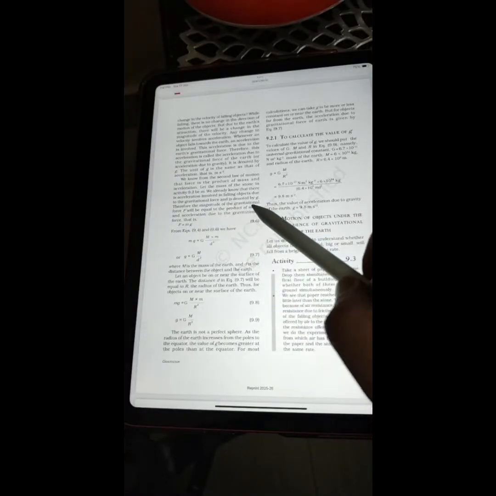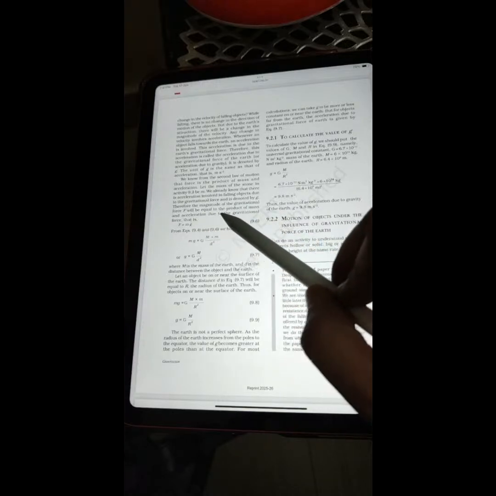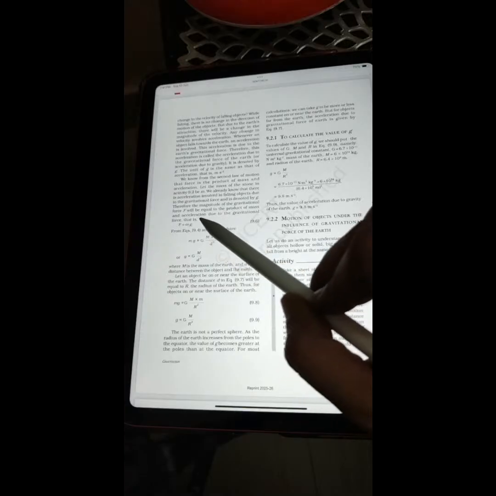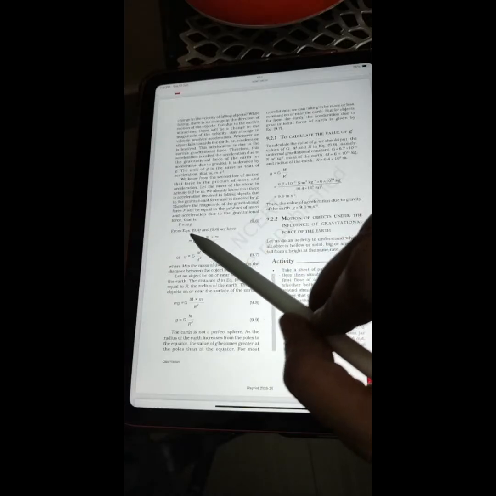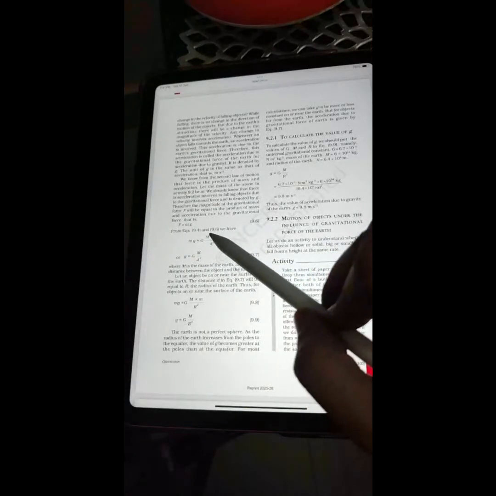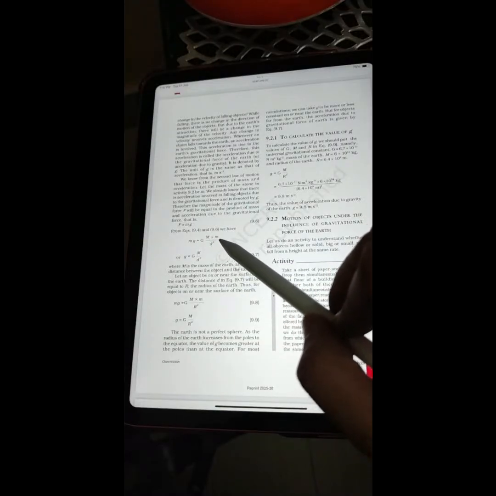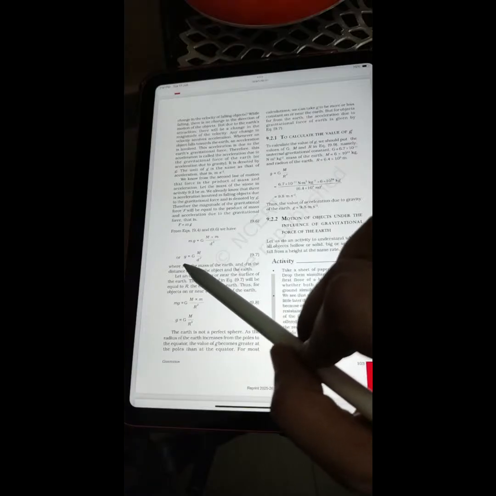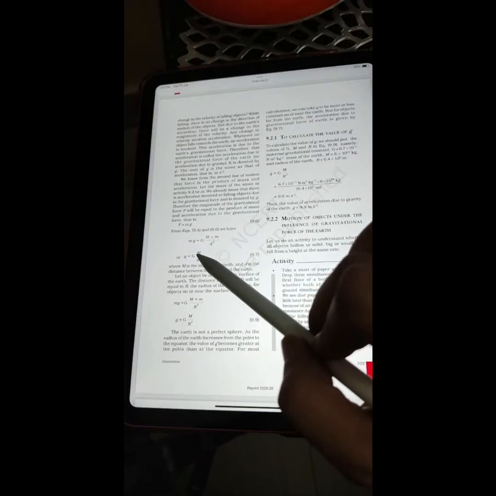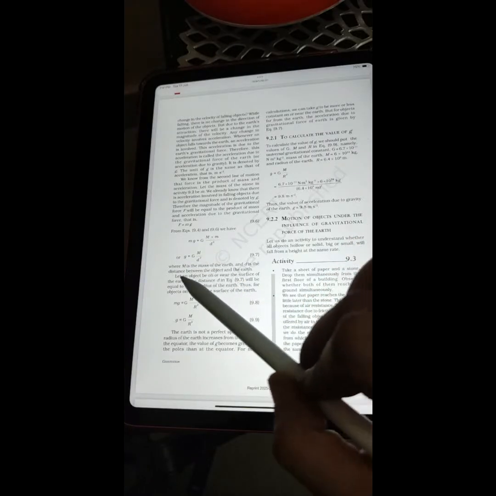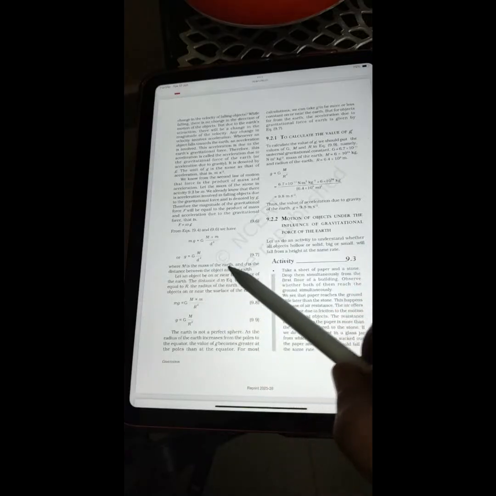Therefore, the magnitude of the gravitational force F will be equal to the product of mass and acceleration due to the gravitational force, that is F = mg. From equations 9.4 to 9.6, we have mg = G M m / d², or g = G M / d², where M is the mass of the earth, and d is the distance between the object and the earth.